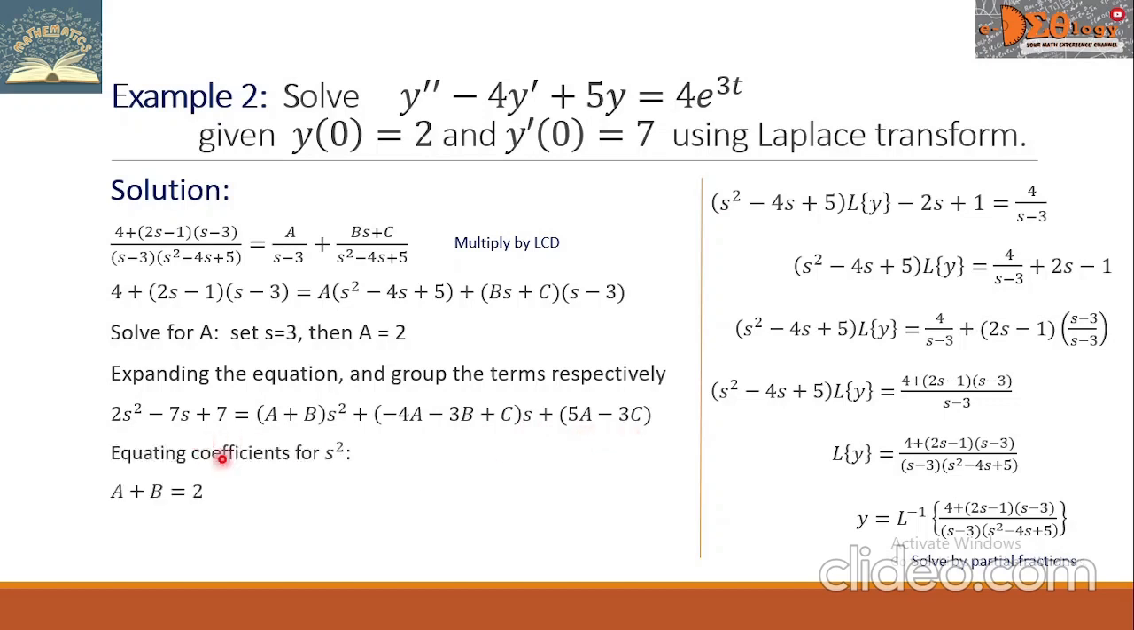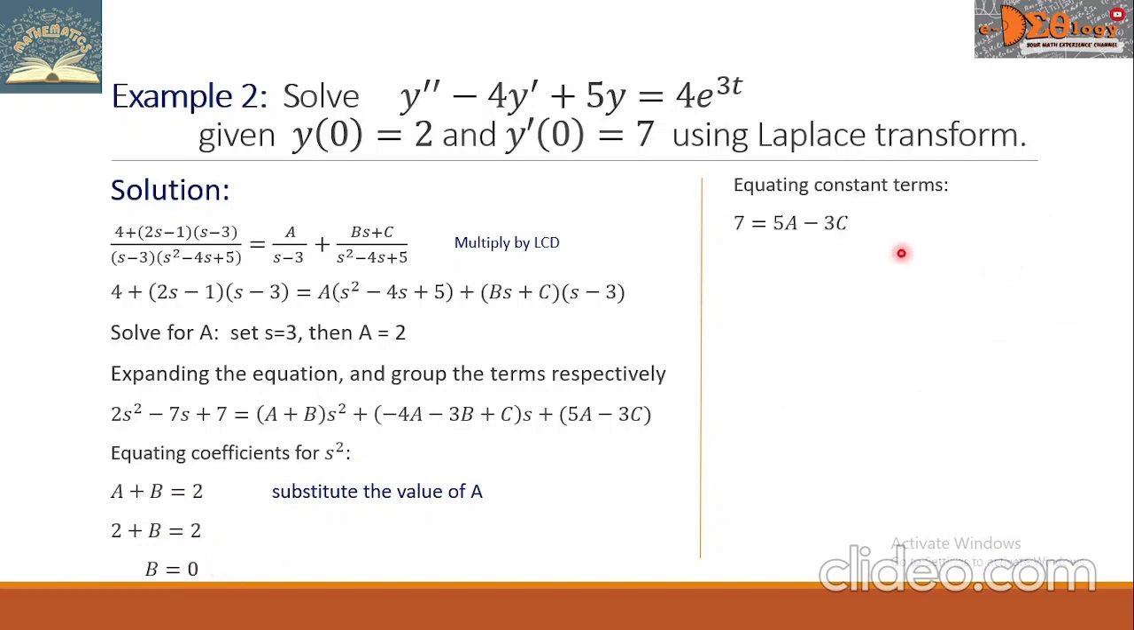Next thing here is to equate coefficients for s squared. In here, the coefficient is 2, so we write number 2 here, and on the right side, we have this a plus b. A while ago, we have the value for a already, so let us substitute the value of a. It becomes 2 plus b equals 2. When we solve for b, it is equal to 0.